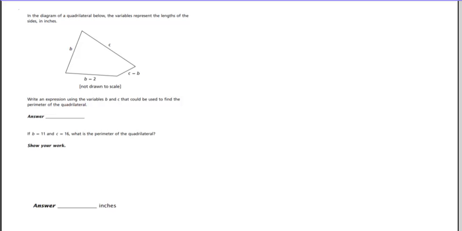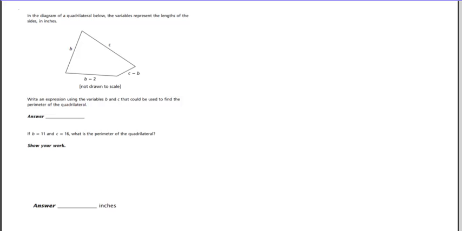We're looking at a question from, I believe, the 2013 New York State exam for grade 6. It reads, in the diagram of a quadrilateral below, the variables represent the lengths of the sides in inches. Write an expression using the variables b and c that could be used to find the perimeter of the quadrilateral. And then we're going to put our answer on the answer space.